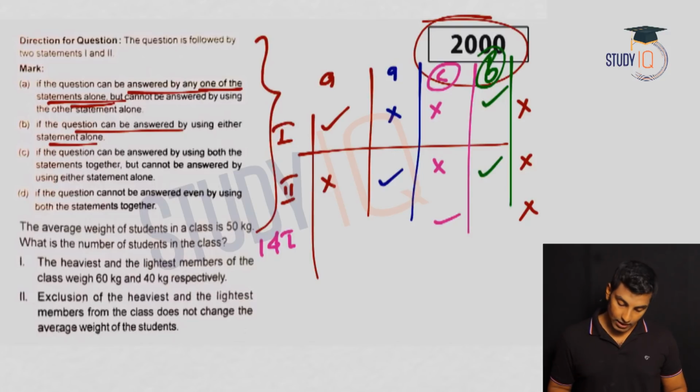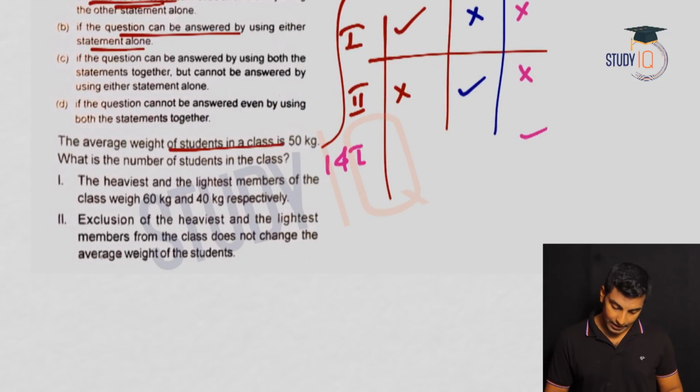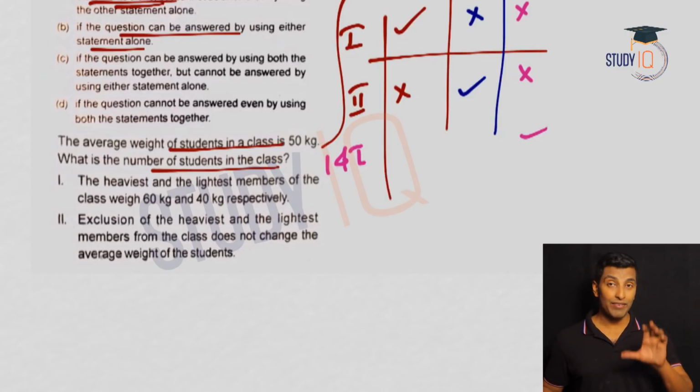So in this case, how will you solve? The average weight of the students in a class is 50 kilogram. What is the number of students in the class? Average weight is given, 50; number of students is being asked. Okay, so average is given, number is asked. Be very careful about this.